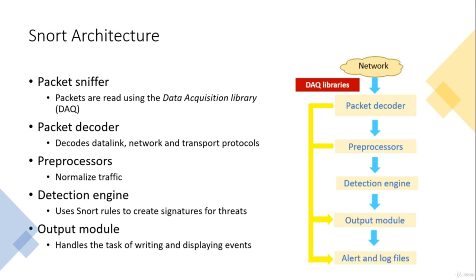The preprocessor is the most important component in the Snort architecture. This component normalizes the traffic and converts it into a readable form for the detection engine. The detection engine uses Snort rules to create signatures for threats and passes the data to the last module, called the output module. The output module handles the task of writing and displaying the events.